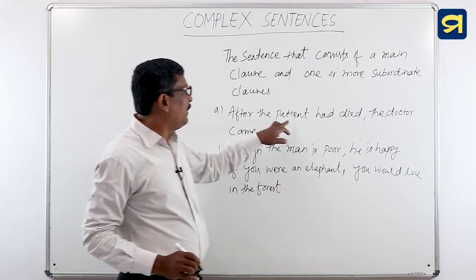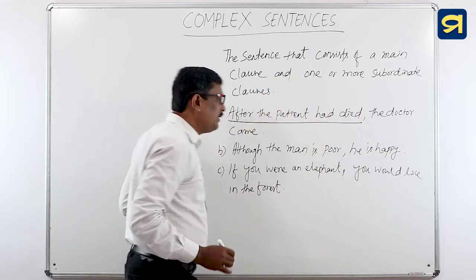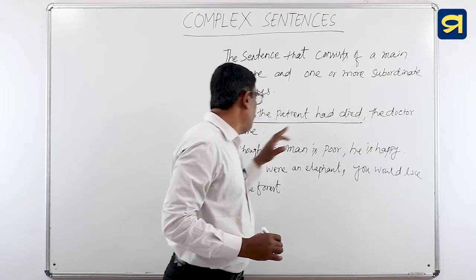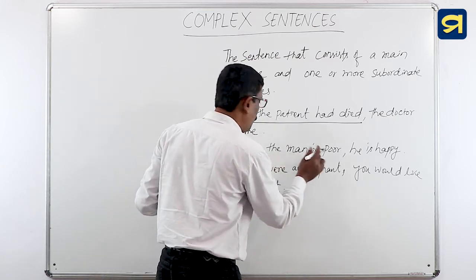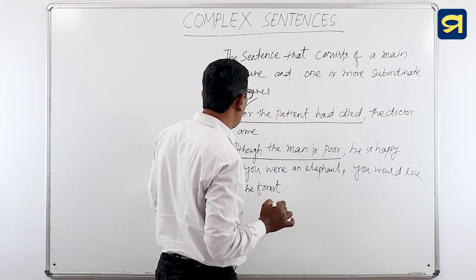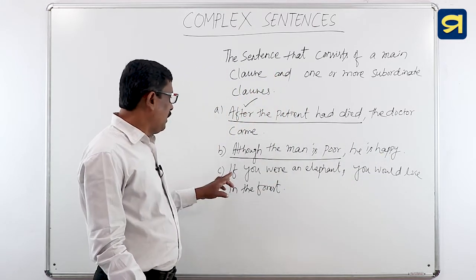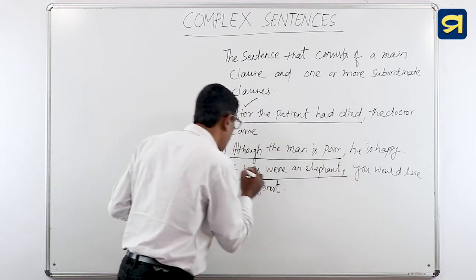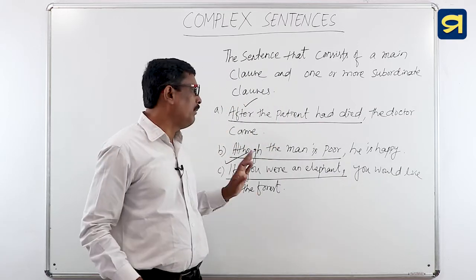After the patient had died is the subordinate clause because it begins with a subordinating conjunction, after. The doctor came is the main clause, so it is MC. Although the man is poor is a subordinate clause, that is why it is shortly known as SC. He is happy is the main clause. If you were an elephant is a subordinate clause because it has a subordinator if, and you would live in the forest is the main clause.